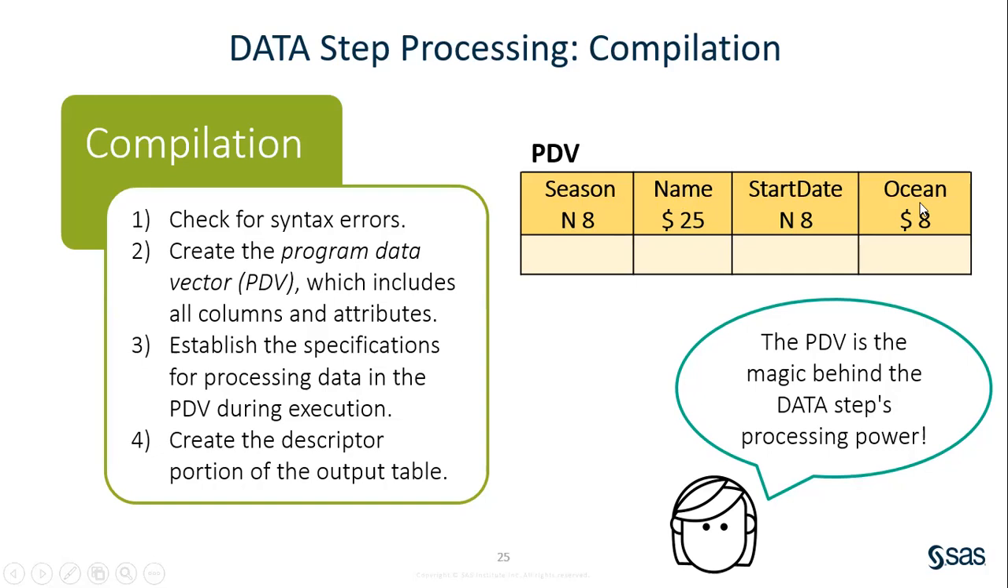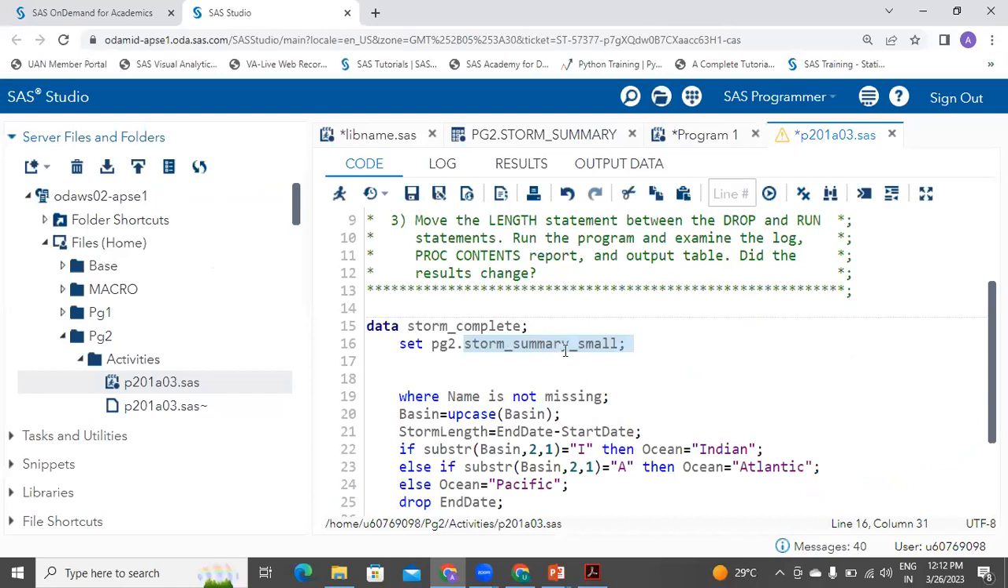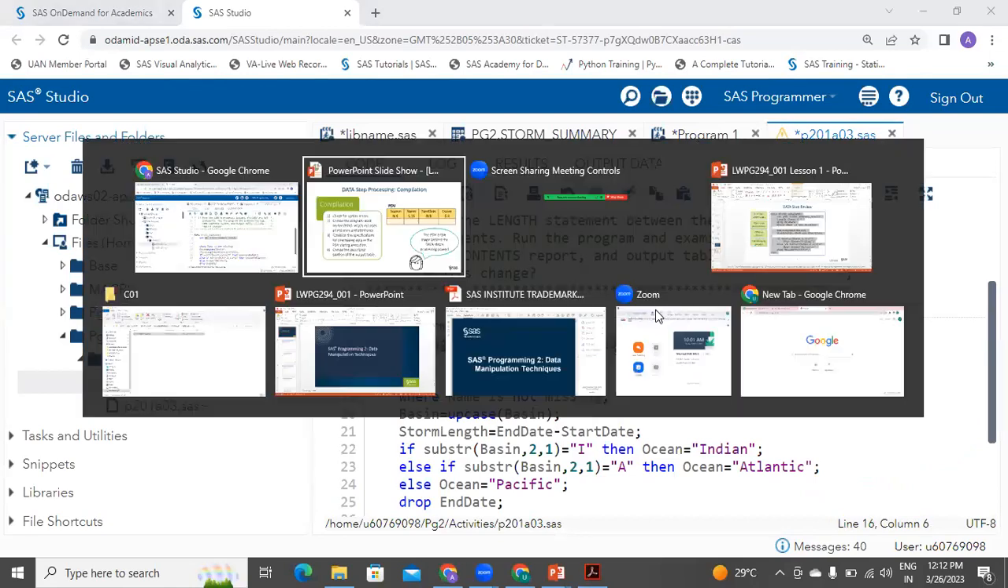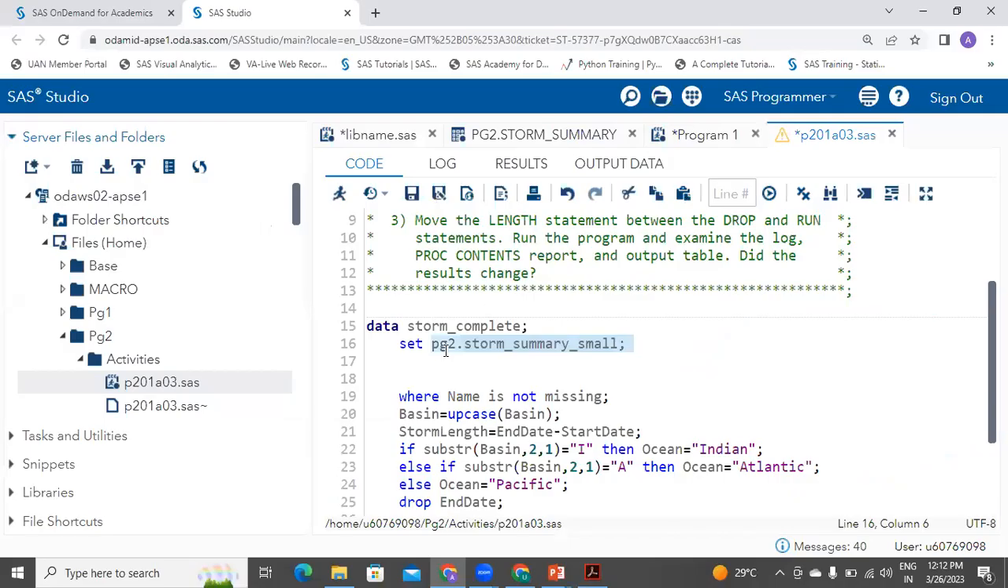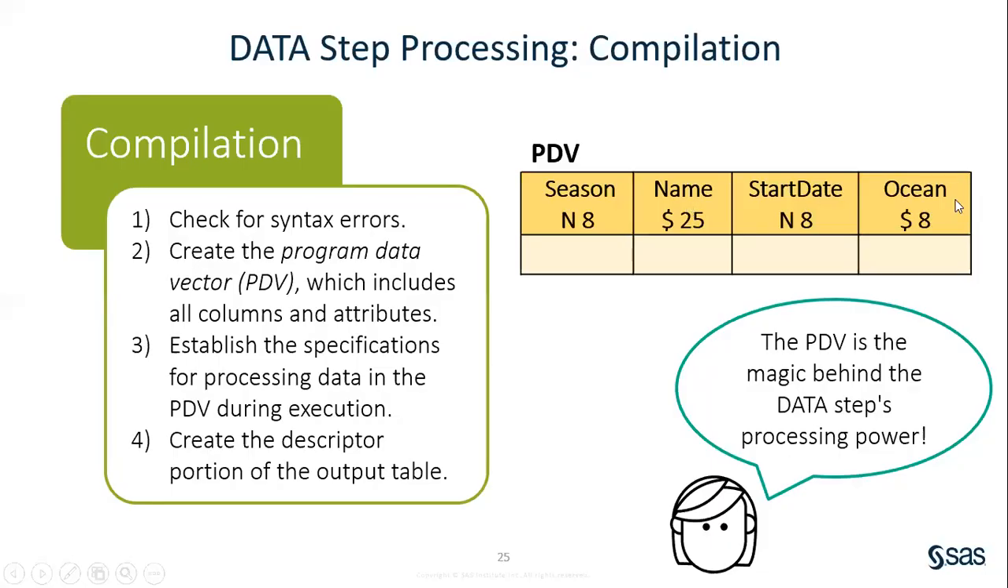So from an input data, that is, here we have the input data as storm_summary_small, it will read all the columns into the area of memory called PDV. Because those columns are existing columns from an existing table, their attributes are already defined. Attributes are nothing but name, type and length. All good? Understood? Yes. So PDV is the magic behind data step processing power.